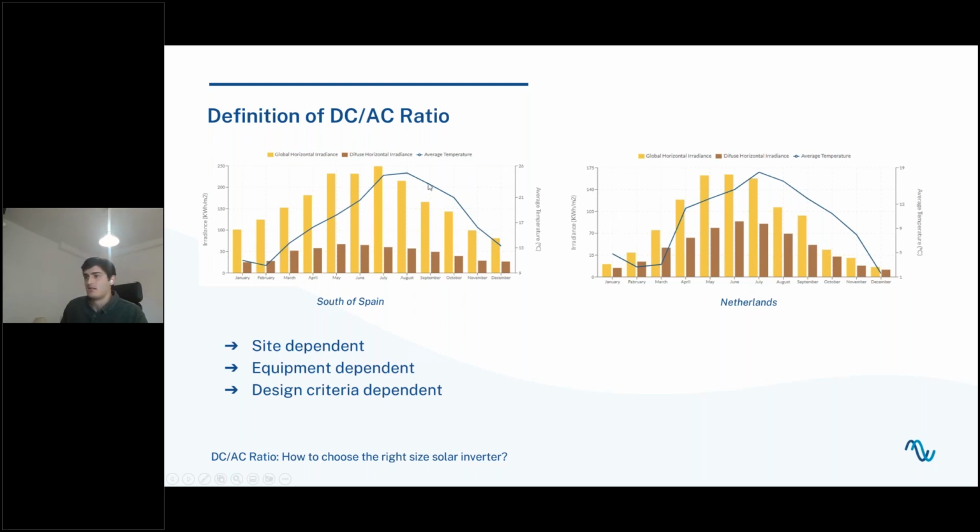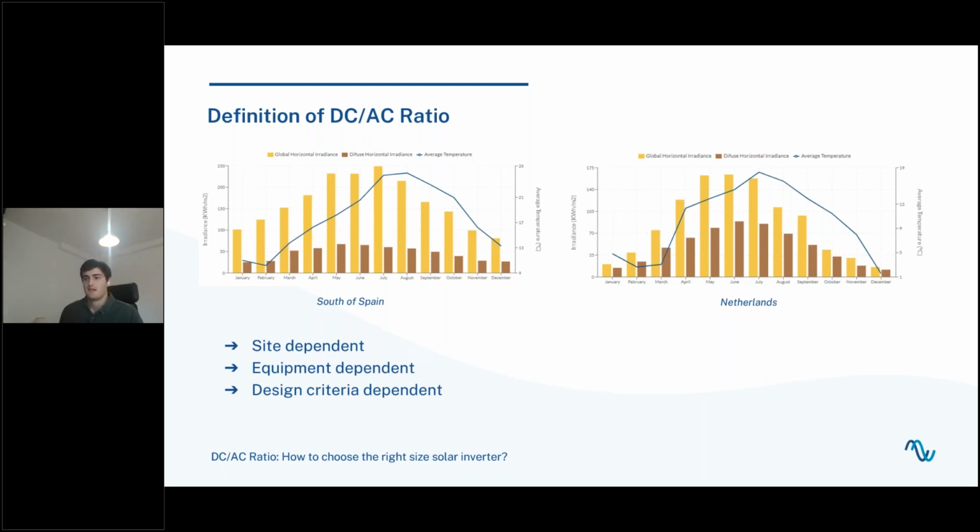Also, other characteristics such as the topography of the terrain could affect this DC-AC ratio. If we have a slope that is facing the north, maybe we could have a DC-AC ratio completely different to a slope facing the south, or other different aspects.